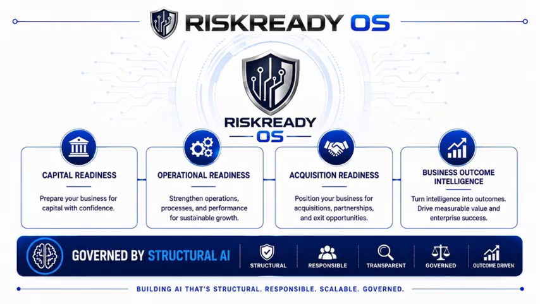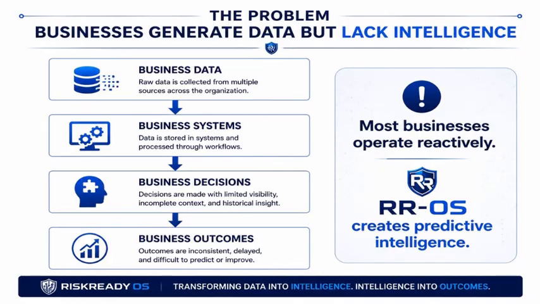At the center of this system is structural artificial intelligence, governed by responsible artificial intelligence principles, so the intelligence is not random, disconnected, or merely task-based. It is organized around readiness, governance, risk, capital access, and enterprise value. To understand why this matters, we first have to look at the core problem most businesses face today.